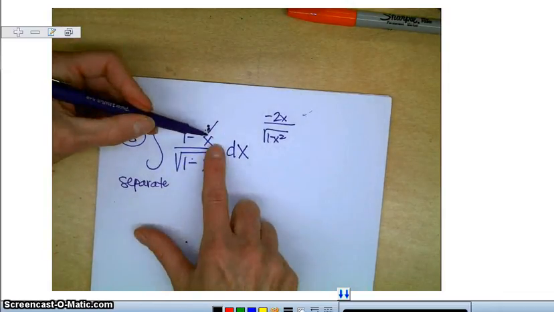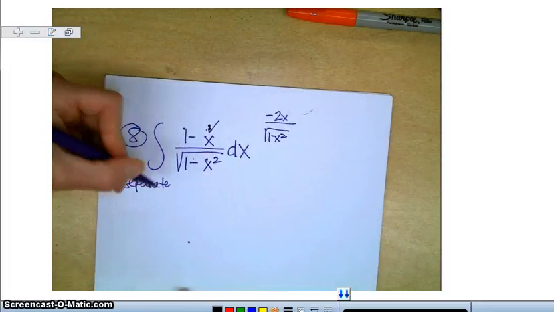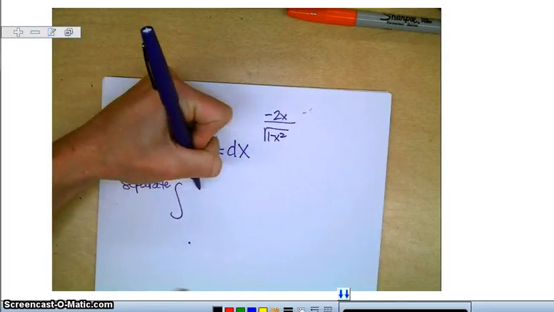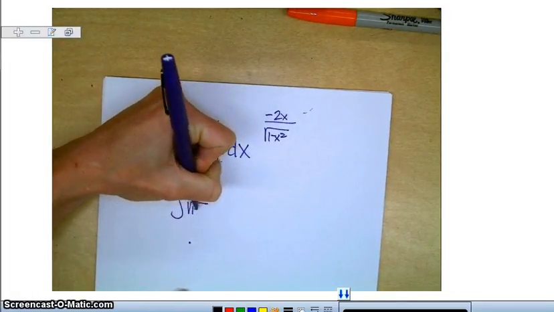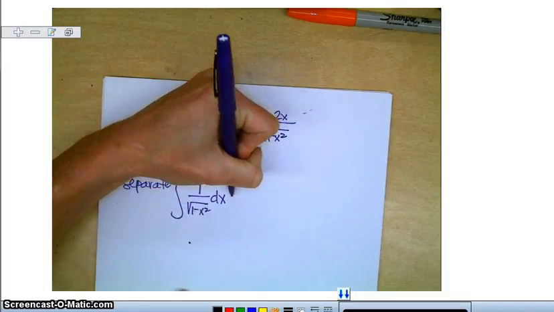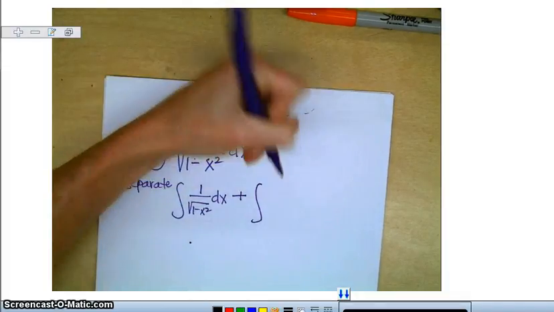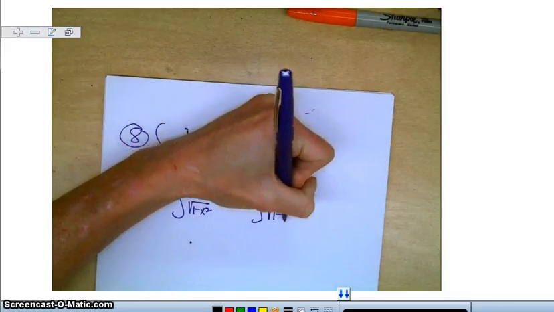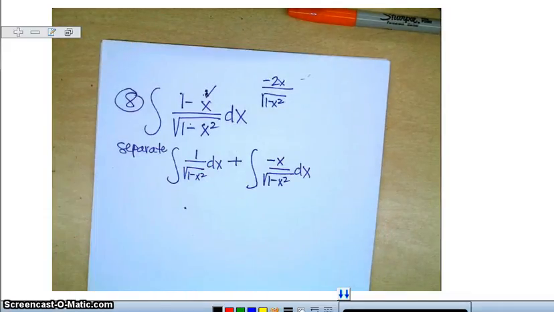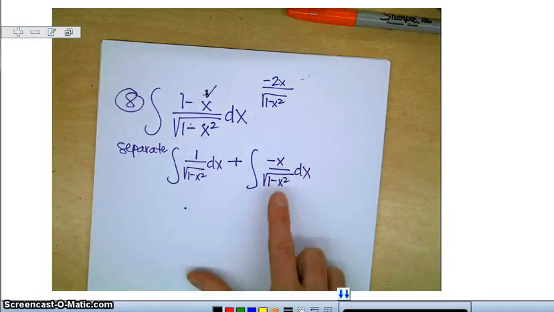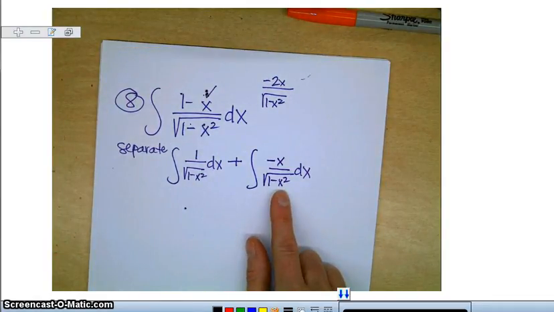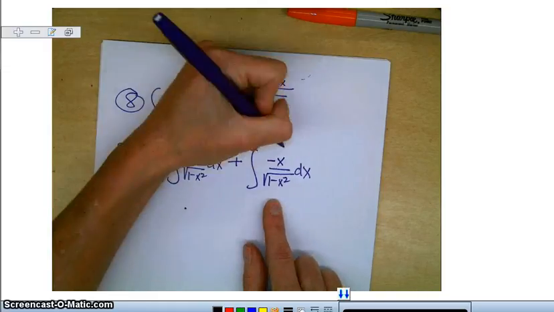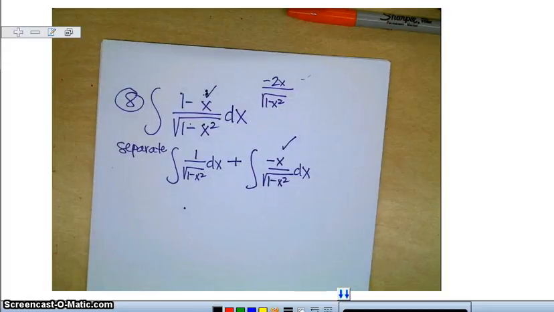You can always separate the top of a fraction, each of these on top and this on the bottom of both. So I'm going to separate it as the integral of 1 over the square root of 1 minus x squared dx minus the integral, or you could write plus the integral of negative x over the square root of 1 minus x squared dx. Because these two will take different techniques to work out. And I would like to use Pablo's idea on this integral just to see what happens, because I think it's an interesting idea.